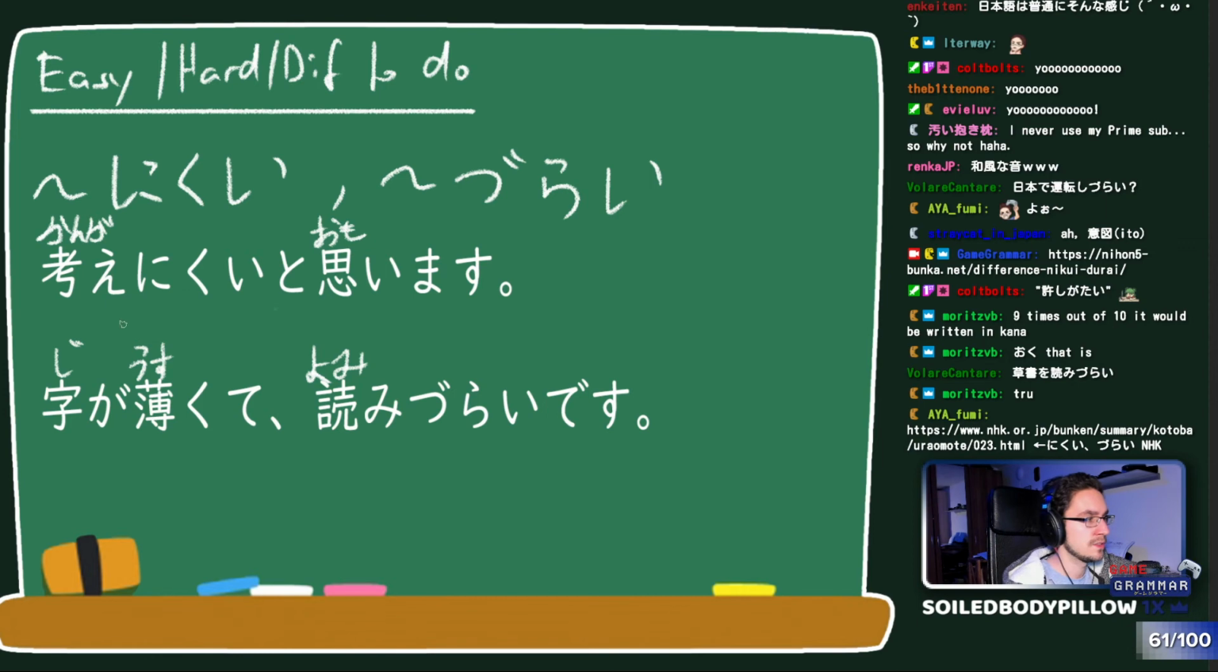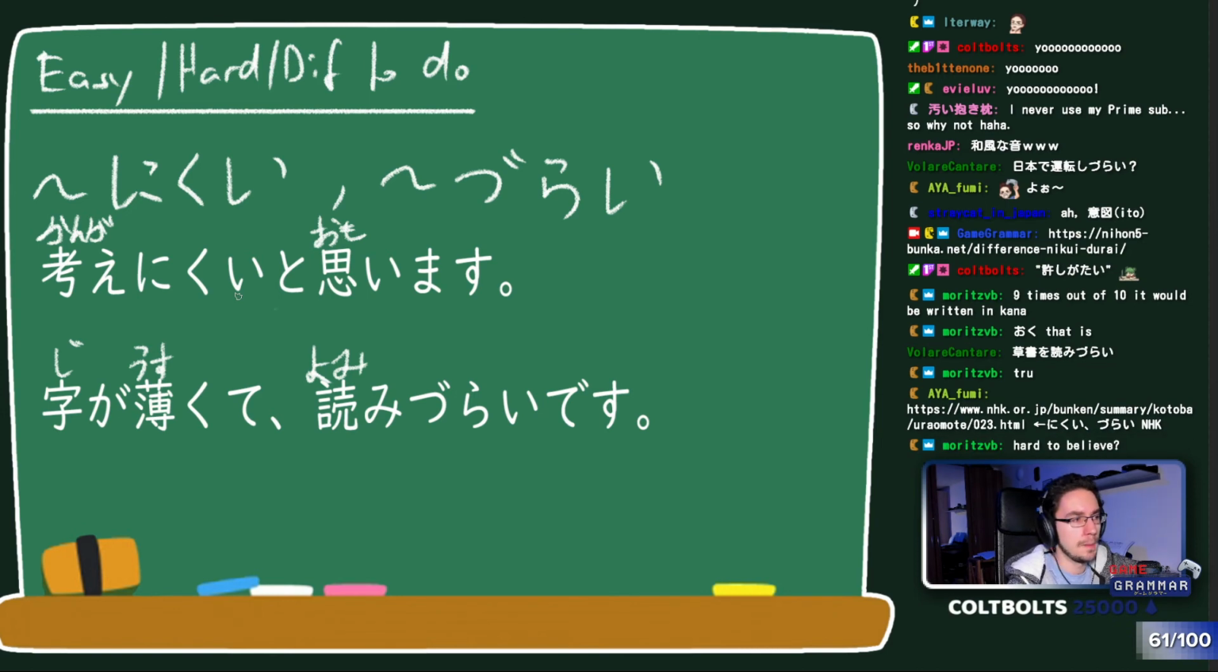Okay, these 2 sentences, very simple. 考えにくいと思います. I think this is hard to think. I think that is hard to consider. This could mean a few different things in terms of nuance depending on the situation. Hard to believe, something like that, right?